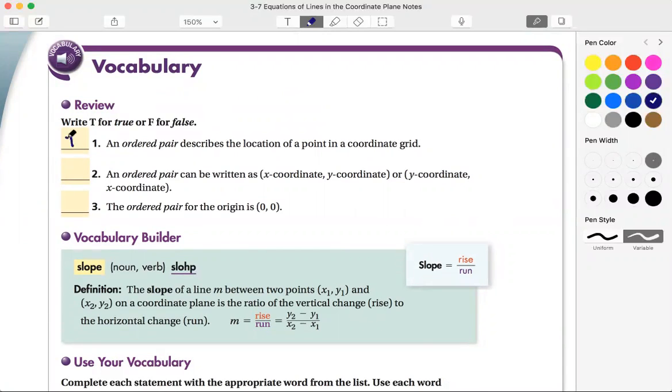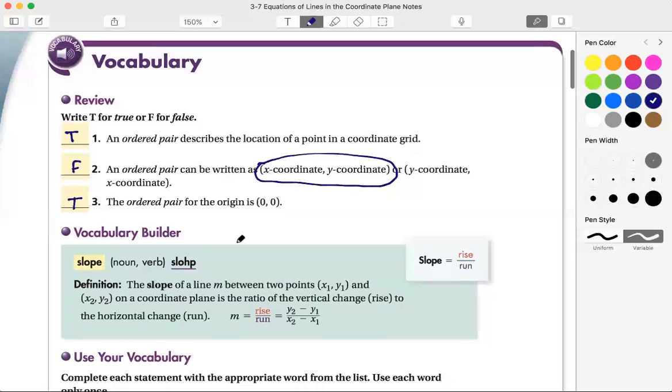That is very true. An ordered pair can be written as an x-coordinate, comma, y-coordinate, or a y-coordinate, comma, an x-coordinate. False. It only can be written as an x-coordinate and a y-coordinate. The ordered pair for the origin is 0, 0. That is true.